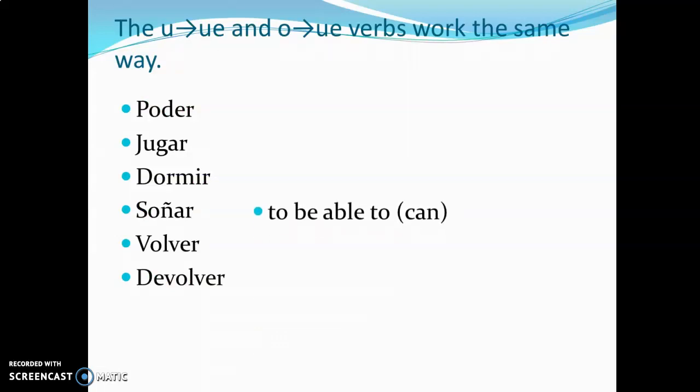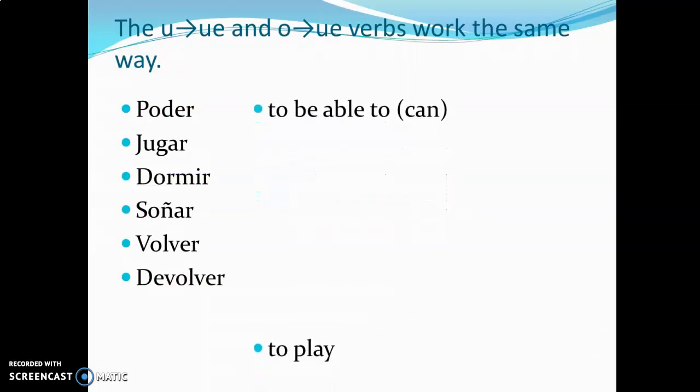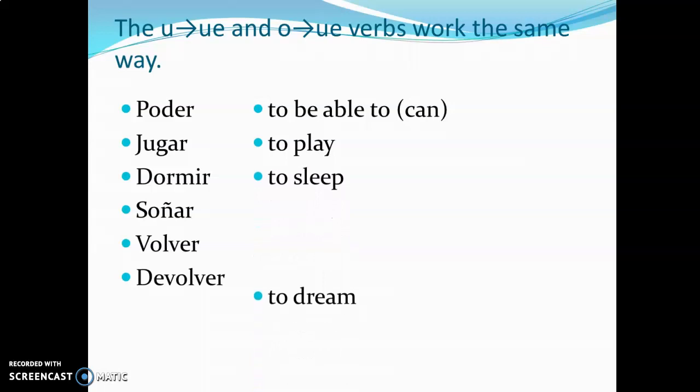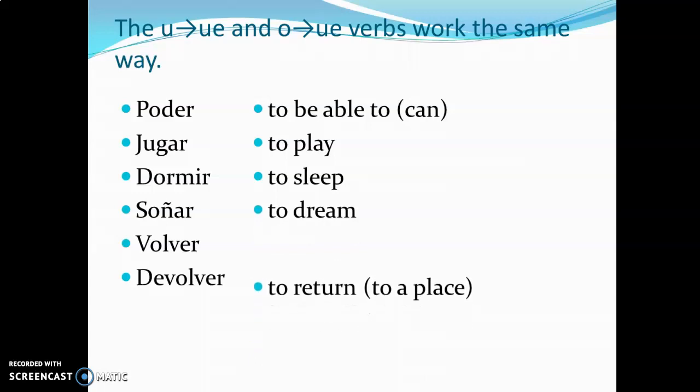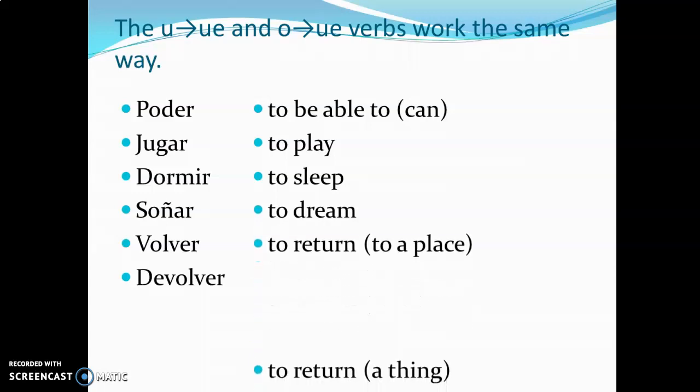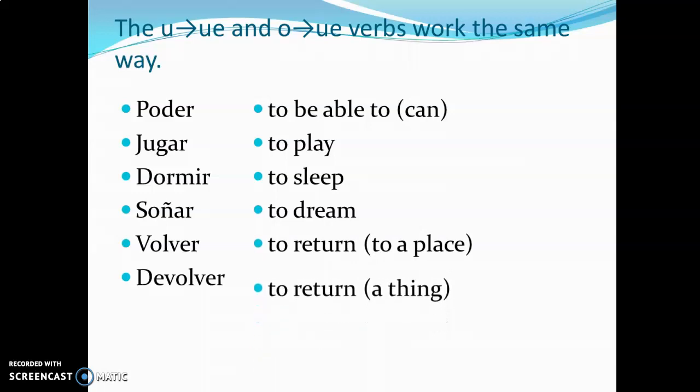Okay, O to UE and U to UE verbs work the same way. So it's just instead of changing the E, you can change a U to a UE and an O to a UE. Some examples: poder, jugar, dormir, soñar, volver, devolver. So these are examples. Big question: how do you know if it's a stem changing verb? There's no way to tell except to just memorize which verbs are stem changing verbs, which is kind of a bummer answer, but you do get used to it so that after you use and practice them, you just know which ones are stem changing verbs.